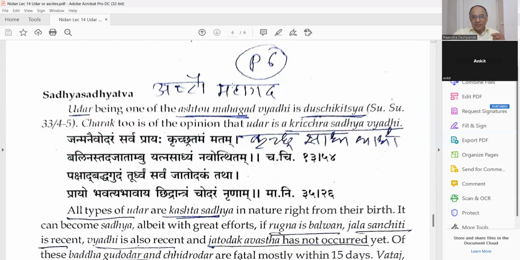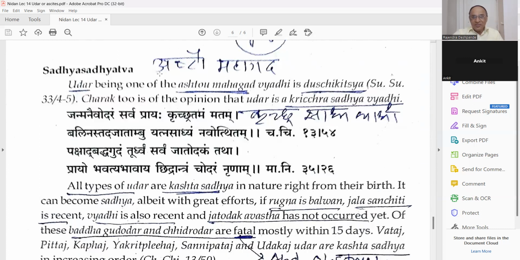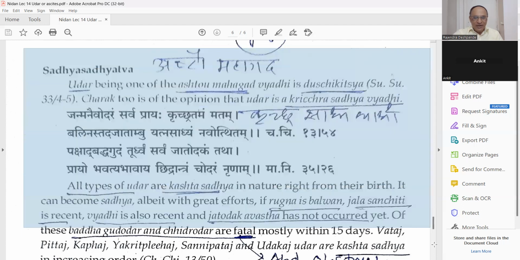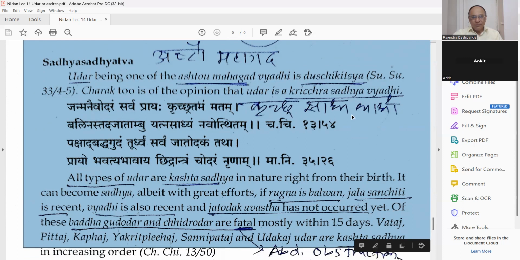Sadhya Sadhyatva. My dear friends, let us complete this Nidan, and then if time permits, I will comment on one or two sentences about Chikitsa. Please mind this Sadhya Sadhyatva. Udara is one of the 8 difficult diseases, Ashta Mahagada. So this Vyadhi is a Dushchikitsa, very difficult to cure. Krichra Sadhya Vyadhi, difficult to cure.